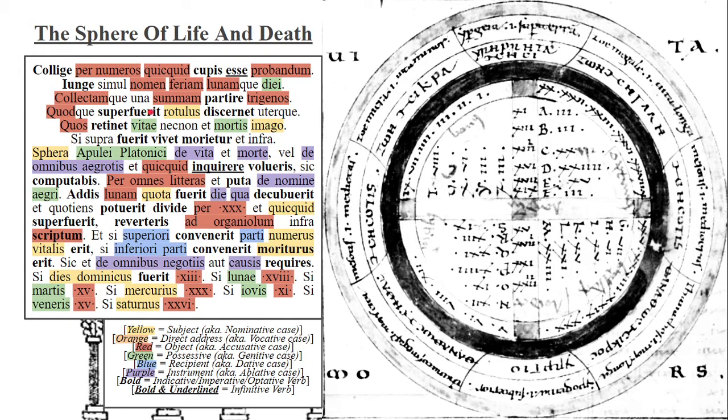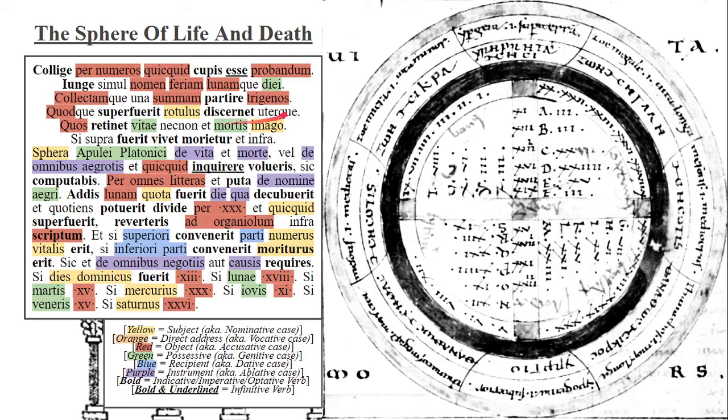Collectamque una summam partire trigenos. So, collectamque summam, the collected total. Una means collected together. Partire trigenos: divide it by 30. So you're adding up the number for your name, the day that you got sick, and the age of the moon on the day in which you got sick.